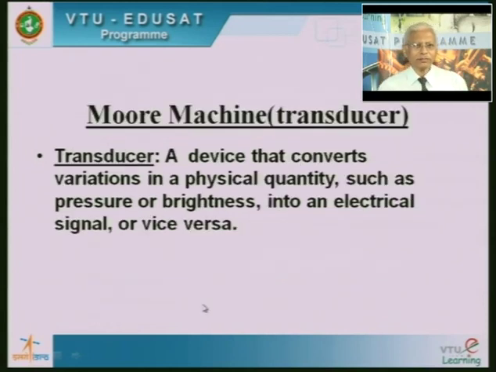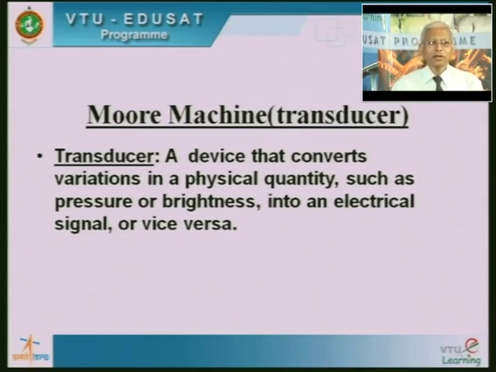Now, first, the Moore machine is a transducer. What is a transducer? You can see the definition: it converts the variations in a physical quantity such as pressure or brightness into electrical signals. You come across this every day. For example, your speaker: you speak, the vibrations go into the speaker, are converted into electrical signals and transmitted. So a transducer is such a device. Then how it is connected to the Moore machine, we will see.